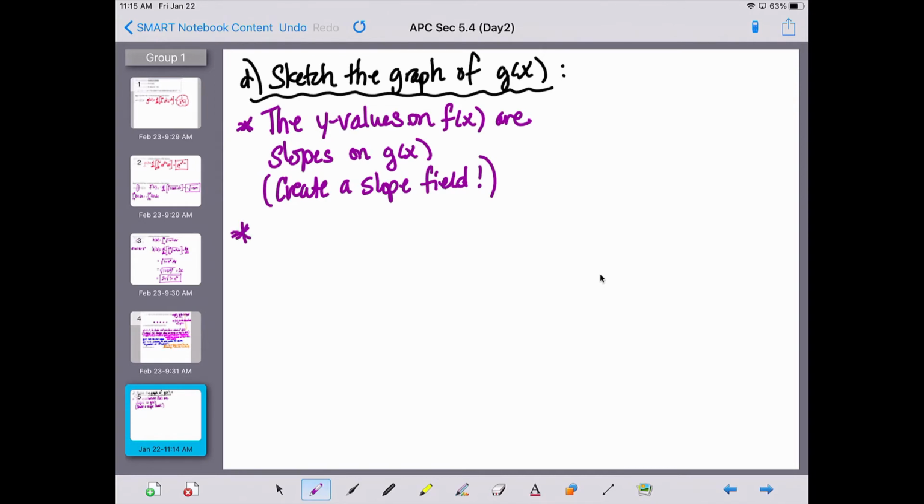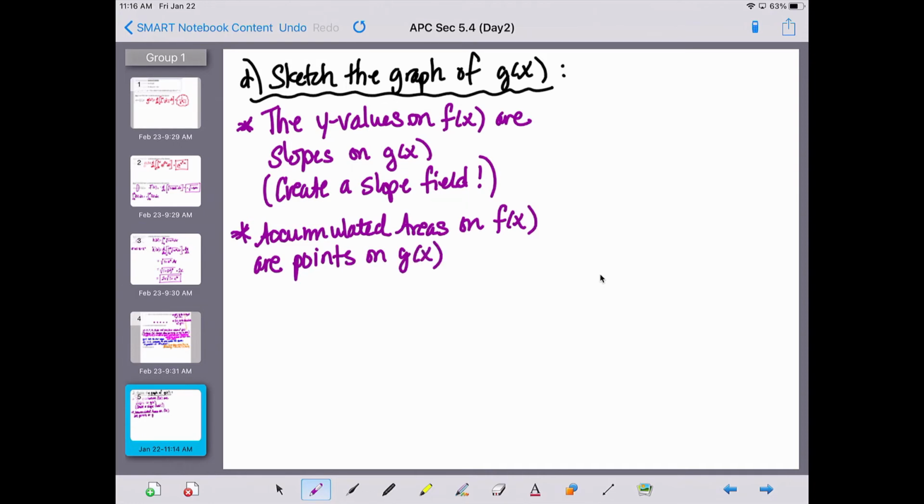And then the other thing is the accumulated areas on f of x are points on g of x. So we're going to estimate what some of those accumulated areas are so that we can do a good job of figuring that out, okay?